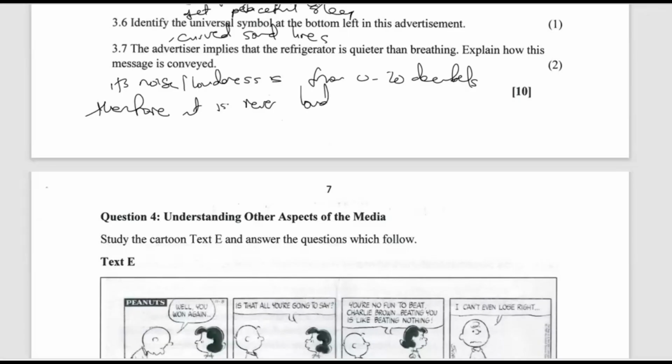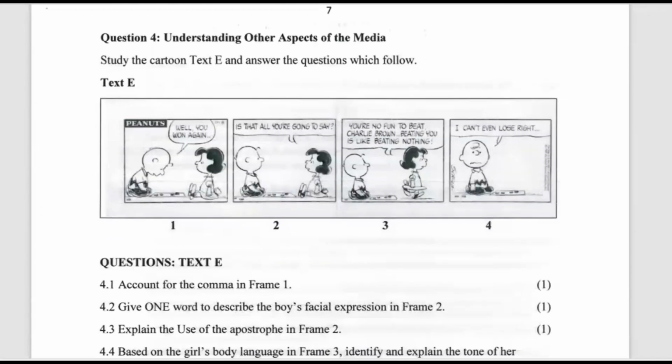Study the cartoon text E and answer the set questions. Well, you won again. Is that all you're gonna say? You're not fun to beat, Charlie Brown. Beating you is like beating nothing. I can't even lose, right?